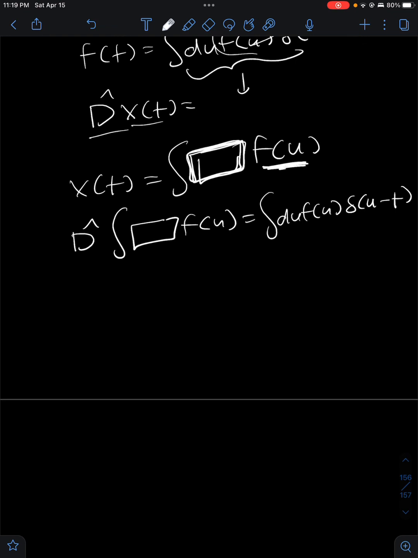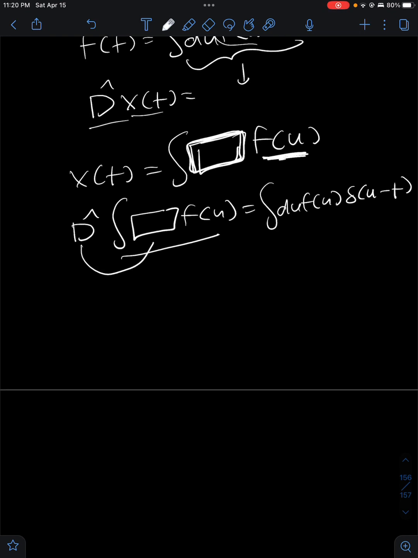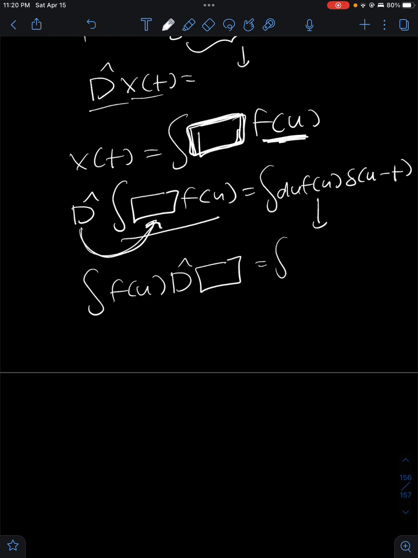Now we can see clearly that in order for this to actually be true, in order for us to expand x of t like this, it means that when the derivative operator goes on the inside, note that f of u is going to be a constant when evaluated with this D operator. So when this goes inside here, we're going to have f of u times big D acting on some box, which equals this over here. And this implies that big D acting on this box should equal delta of u minus t.